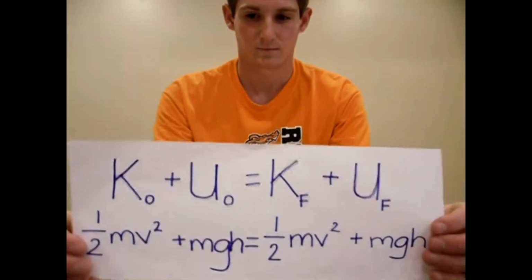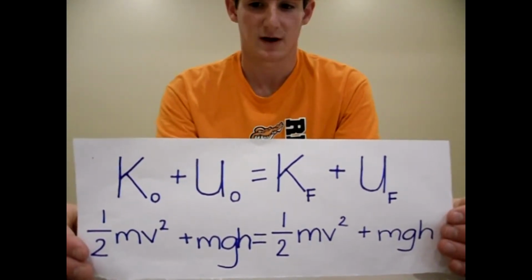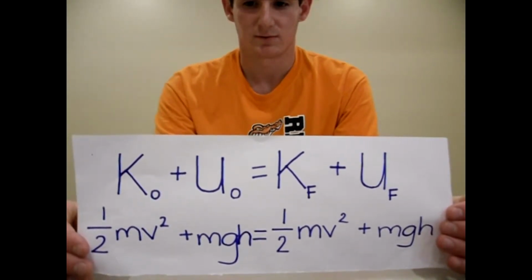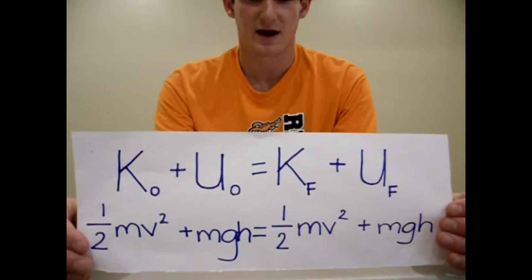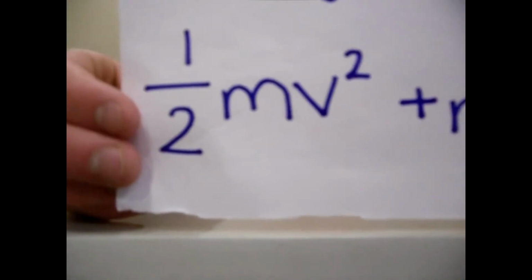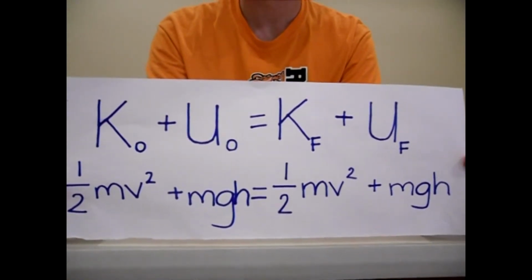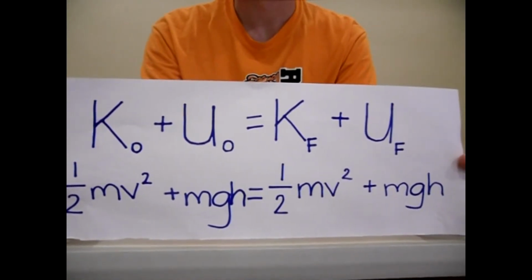The next important topic is the law of conservation of energy. It goes off the basic principle that energy cannot be created or destroyed. The law of conservation of energy is as follows. Ko plus Uo equals Kf plus Uf. K original plus U original equals K final plus U final. The equation can also be 1/2 mv squared plus mgh equals 1/2 mv squared plus mgh. 1/2 mv squared stands for kinetic, and mgh stands for potential.